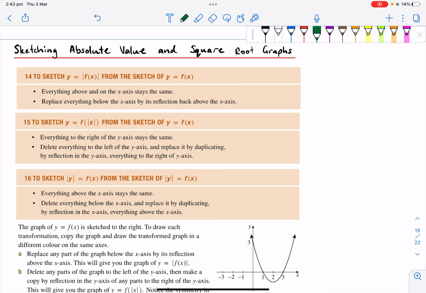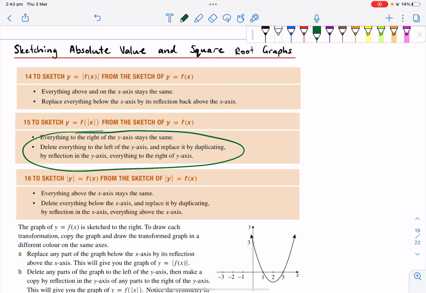In this next lesson, we're going to be looking at sketching absolute value and square root graphs. Let's start off with absolute value graphs. We've got three styles of absolute value graphs: when we absolute value f(x), when we absolute value the x, and when we absolute value the y. They all result in some very interesting transformations. All the transformations are described immediately below each of their respective titles. Let's just start with the first one.